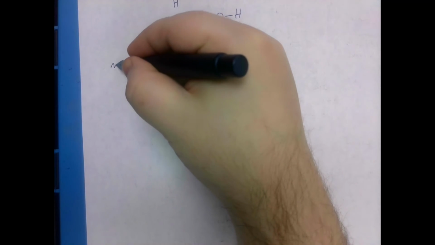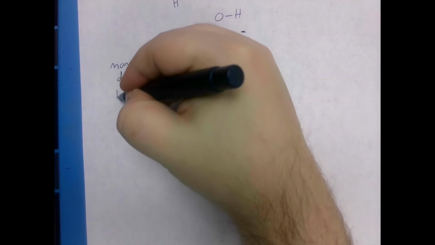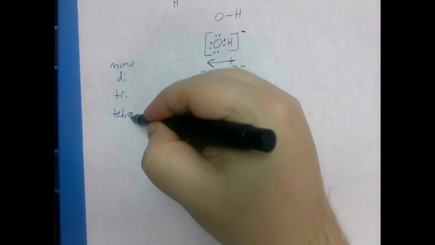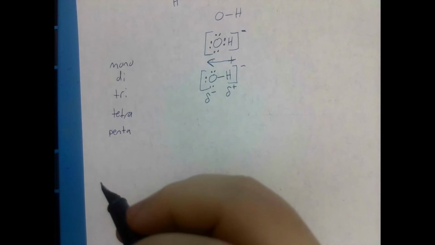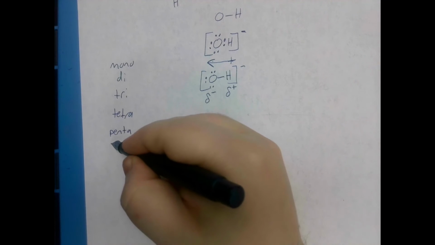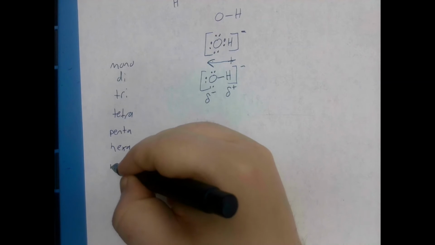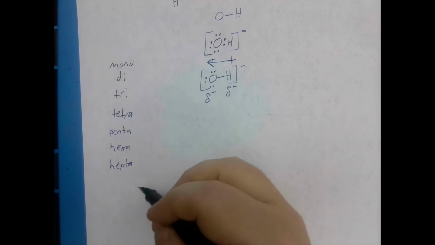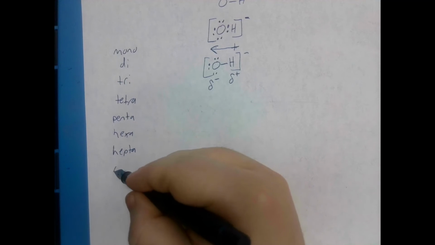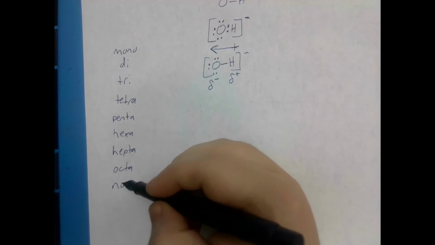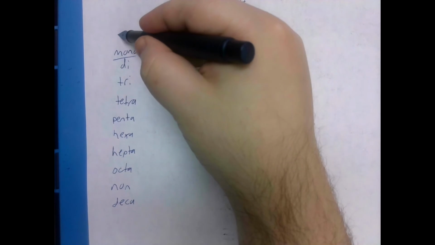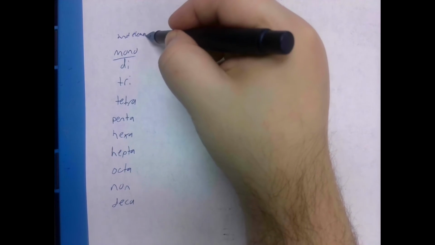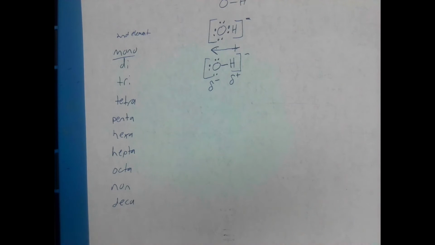So just remember your mono, your di, your tri, your tetra, your penta, spelling out. Then your hexa, hepta, and octa. We use nona for 9, and deca for 10. Mono is only used on the second element. The rest are used on both elements.